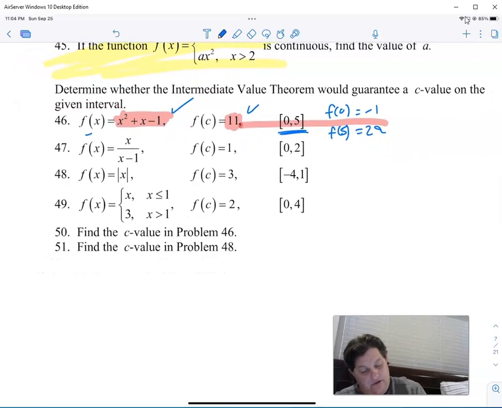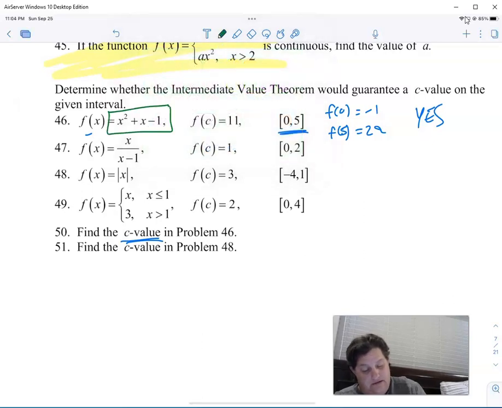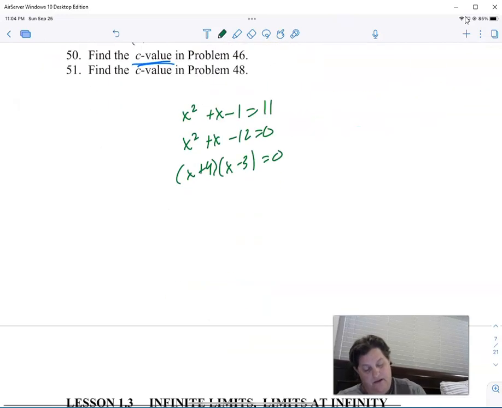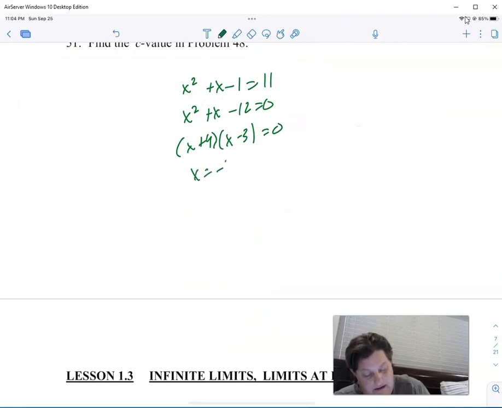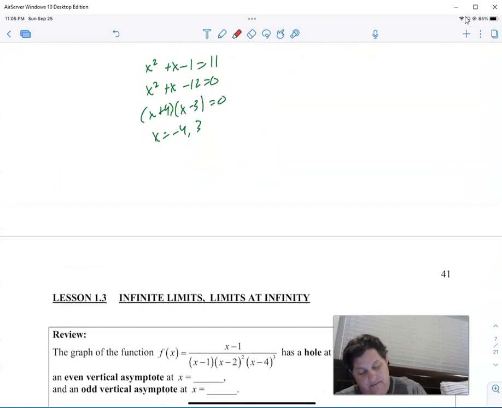Then I'll do 50 with you. It says, okay, cool. Now that we know the answer was yes, we can use the intermediate value theorem. Now find the C value. The way I do that, now that I know I can use the intermediate value theorem, is I take that, go to that, and I solve. I subtract that over, plus 4 minus 3. And so I end up getting negative 4 and 3, and the interval is 0 to 5.